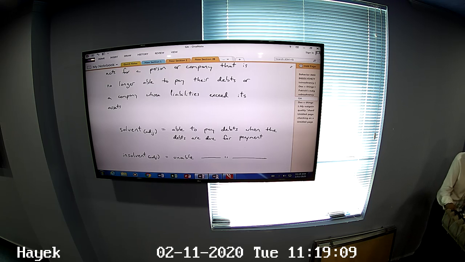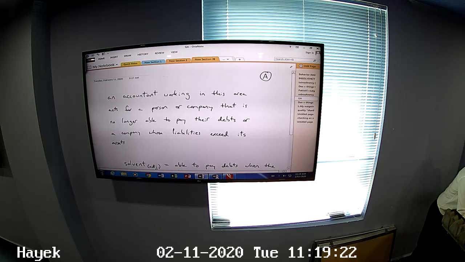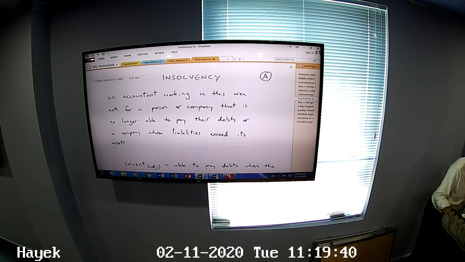So, if insolvent is the adjective, what's the noun? Solvent. Well, the text is a definition of insolvency. Insolvency is the subject of, well, acting for persons or companies that are no longer able to pay their debts, or for companies where the liabilities are more than the assets. Insolvency.